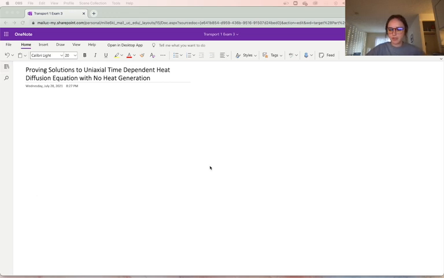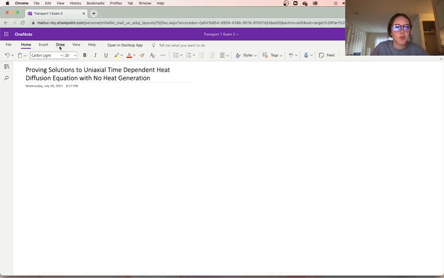Hi, I'm Katie Miller, and today we're going to be doing the first part of Exam 3 for Transport 1, and we are going to be proving the solutions to the uniaxial time-dependent heat diffusion equation with no heat generation.